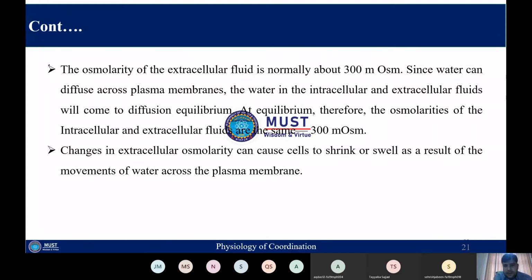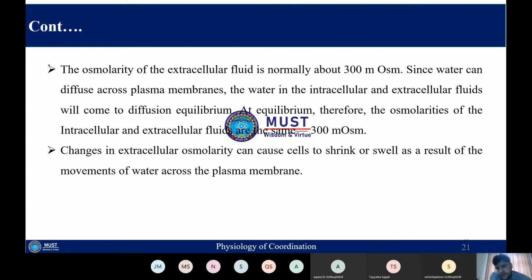So the osmolarity of the extracellular fluid is about 300 milliosmolar. Since water can diffuse across the membrane, the water in the intracellular and extracellular fluid will reach diffusion equilibrium. At equilibrium, the osmolarities of the intracellular and extracellular fluid should be the same. It means it should be 300 milliosmolar. This is the osmolarity. So changes in the extracellular osmolarity can ultimately cause the cell to shrink or swell.